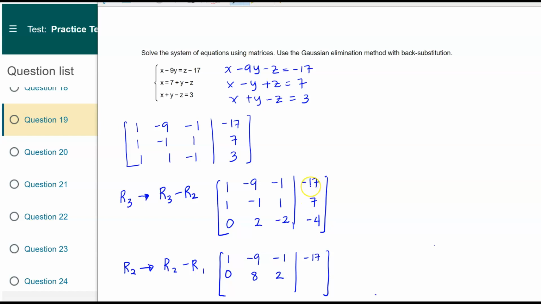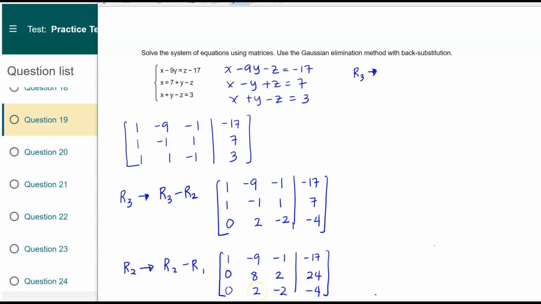7 minus -17 is +24. And then you have here 0, 2, -2, -4. Next, you want this term here to be 0. So you will replace R3. How can I make that equal to 0?